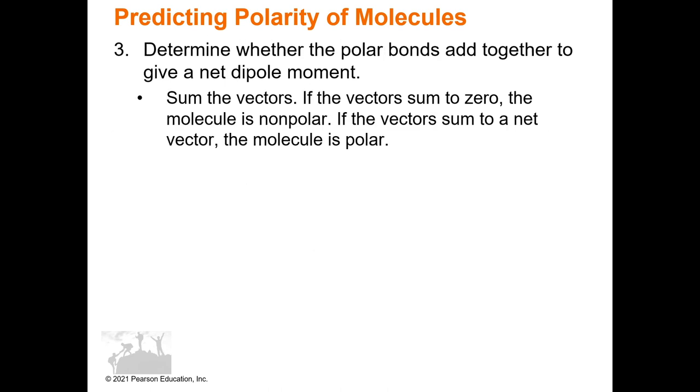When you've drawn out all your arrows, then you have to figure out the net dipole moment. Is one end going to be negative and the other positive? Well, that's where you have to sum up all the vectors. If you have an evenly split tug of war, then the molecule is nonpolar. But if one side wins out, then you have a molecule that is polar.